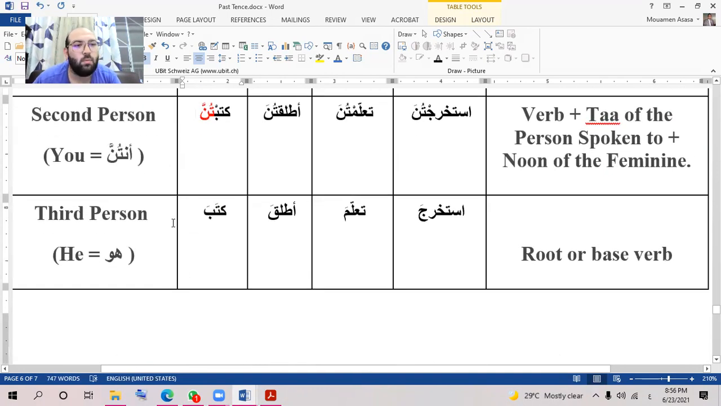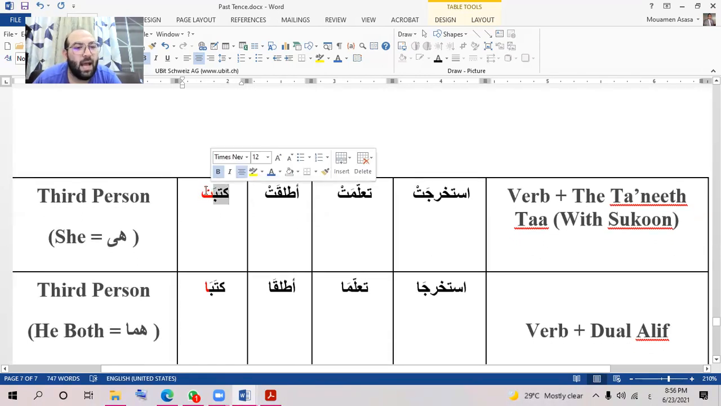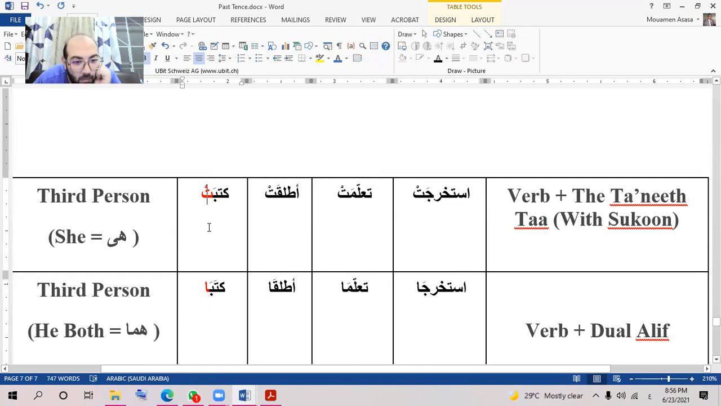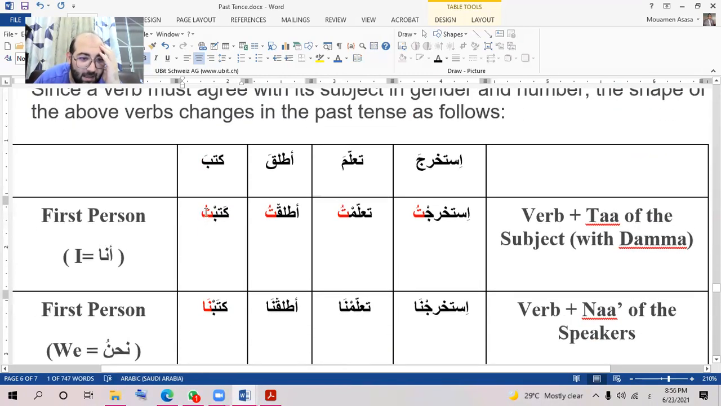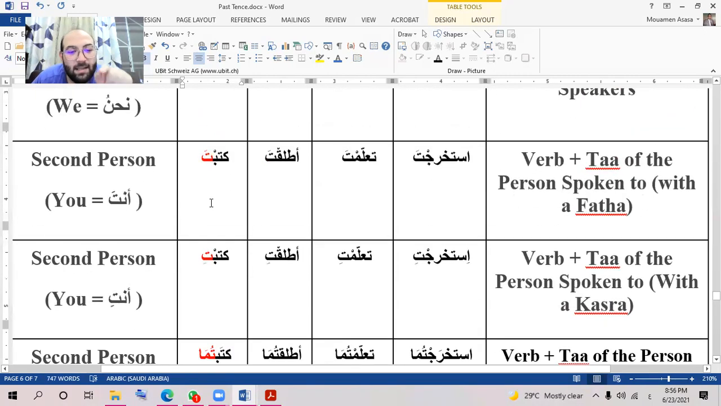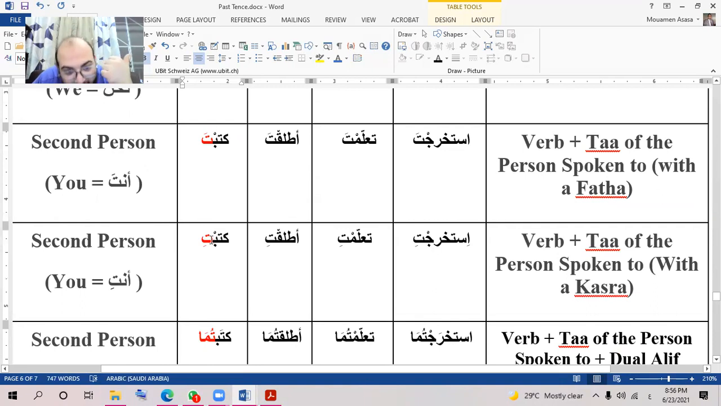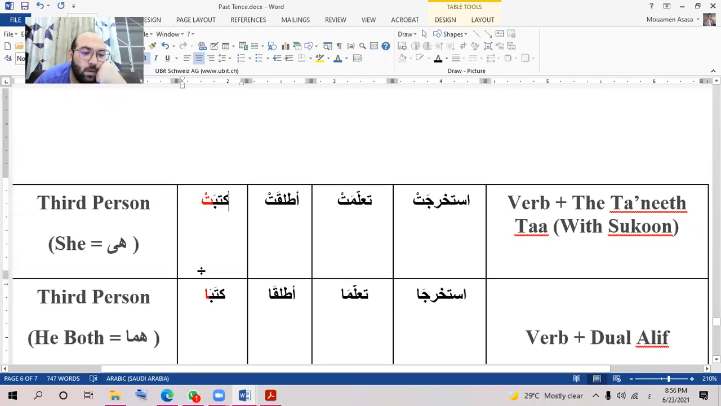Okay, third person, we don't add anything, because it's the simplest root. Okay, for she, كتبت. We add ta with sukun. You see, now you say, oh Ustaz, it's too confusing. Here is كتبت, here is كتبت, here is كتبت. I say yes, but focus on the haraka. When I say كتبتُ, I. كتبتَ, you male. كتبتِ, you female. Fatha, kasra. The end is sukun. كتبت, she. We add ta with sukun.